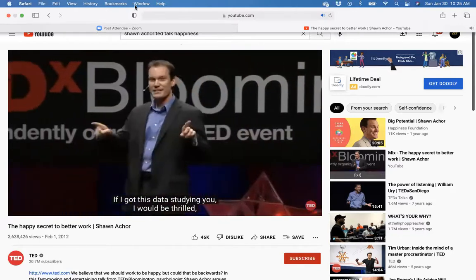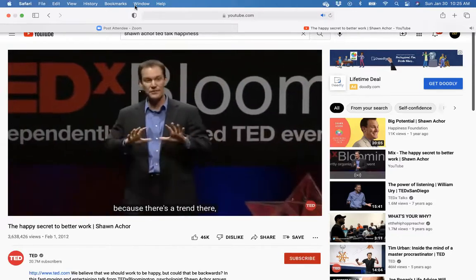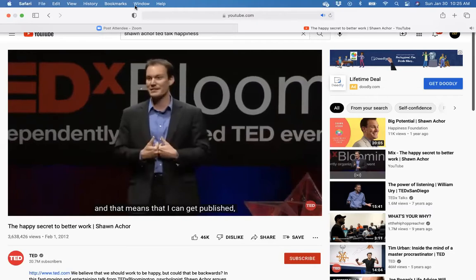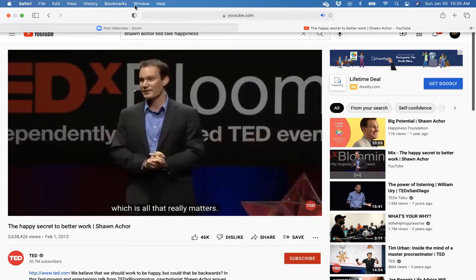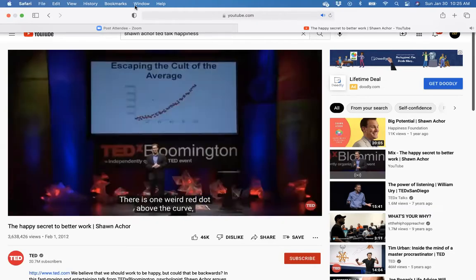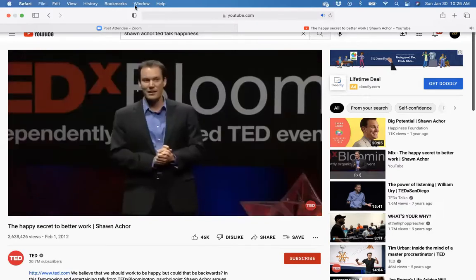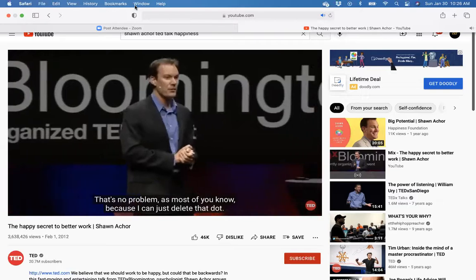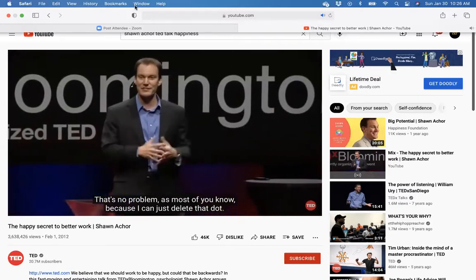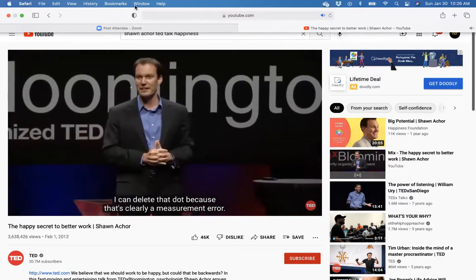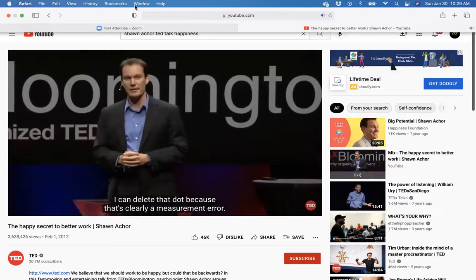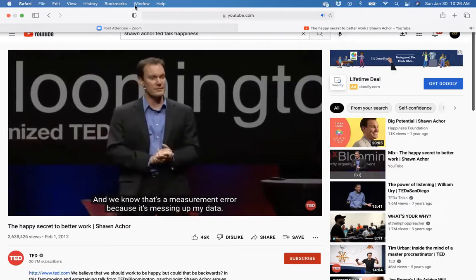What we found is, if I got this data back studying you here in the room, I would be thrilled because there's very clearly a trend that's going on there, and that means that I can get published, which is all that really matters. The fact that there's one weird red dot that's up above the curve, there's one weird dot in the room, you know who you are, I saw you earlier. That's no problem, as most of you know, because I can just delete that dot. I can delete that dot because that's clearly a measurement error, and we know that's a measurement error because it's messing up my data.